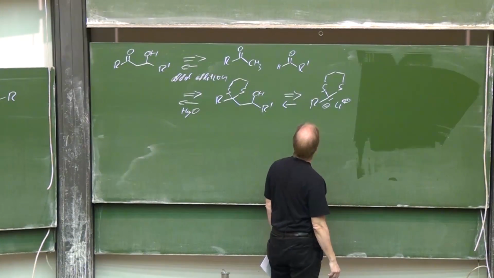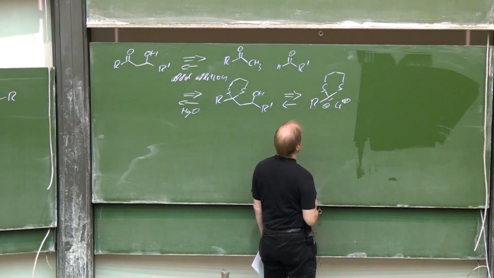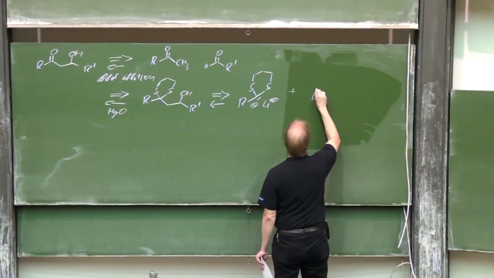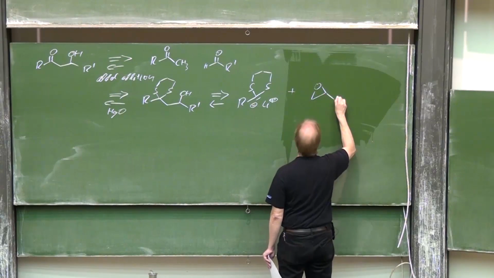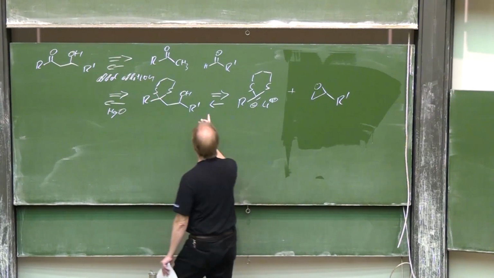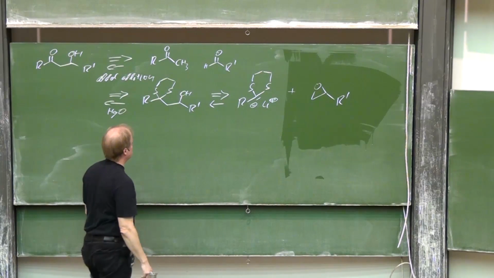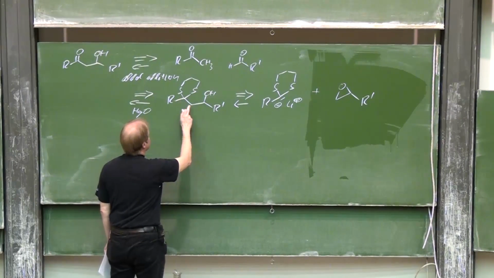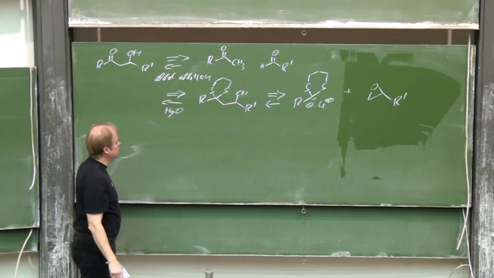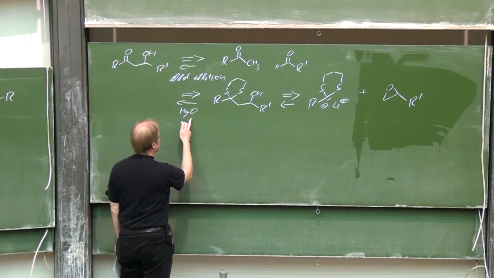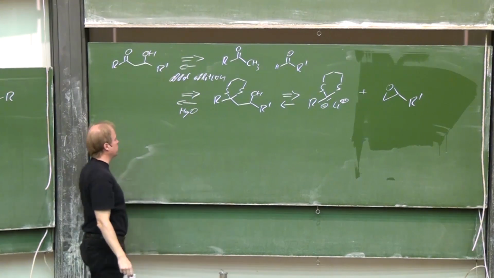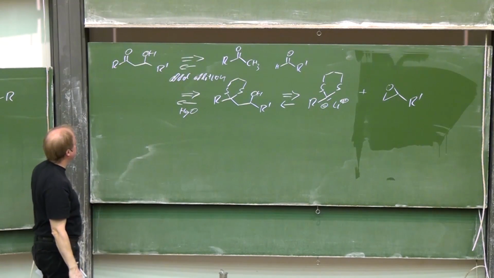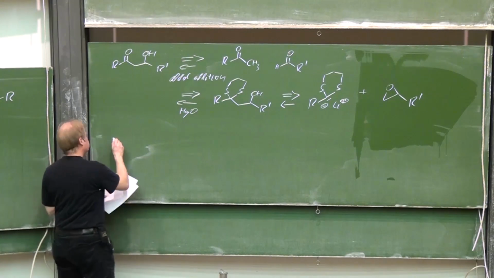So that lithiated dithioketal could react with an epoxide and will of course give then after hydrolysis this intermediary product, and after treatment with mercury oxide, it's then possible to get to the ketone.